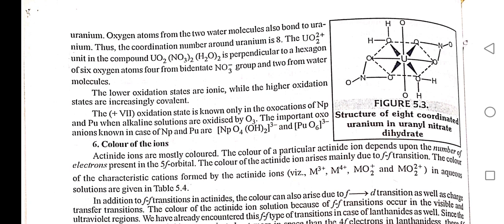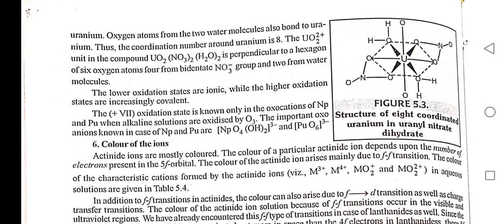The UO2 2+ unit in the compound UO2(NO3)2·H2O2 is perpendicular to a hexagon of 6 oxygen atoms, 4 from bidentate NO3⁻ groups and 2 from water molecules. The lower oxidation states are ionic while the higher oxidation states are increasingly covalent. The +7 oxidation state is known only in the oxycations of Np and Pu.